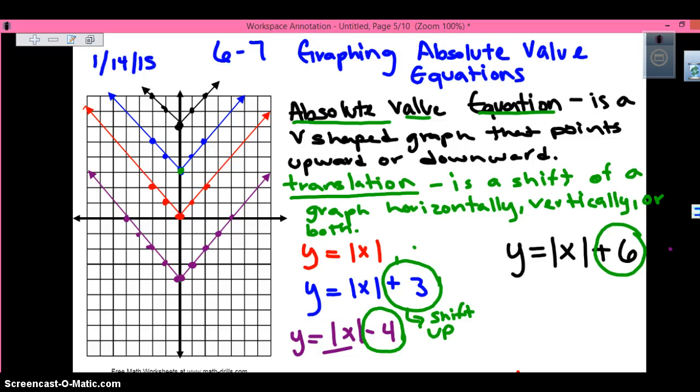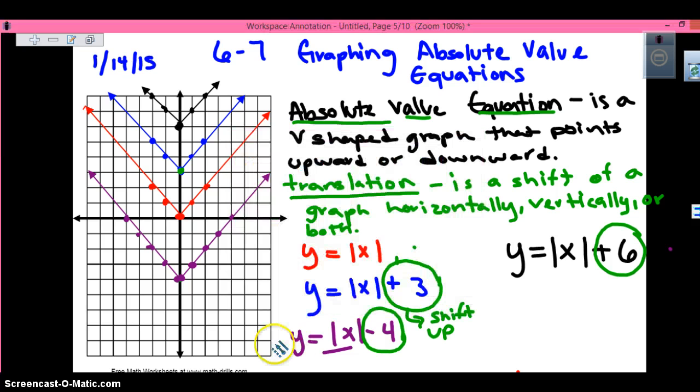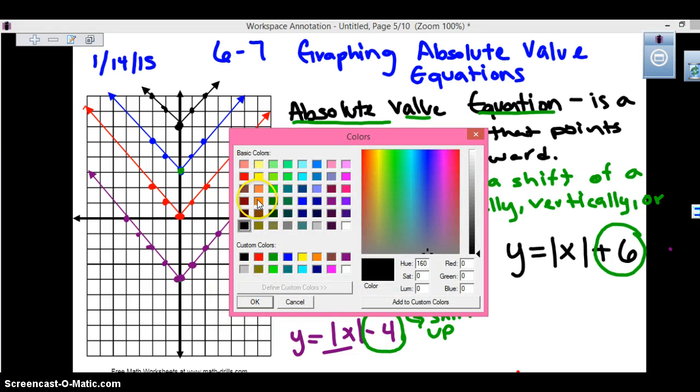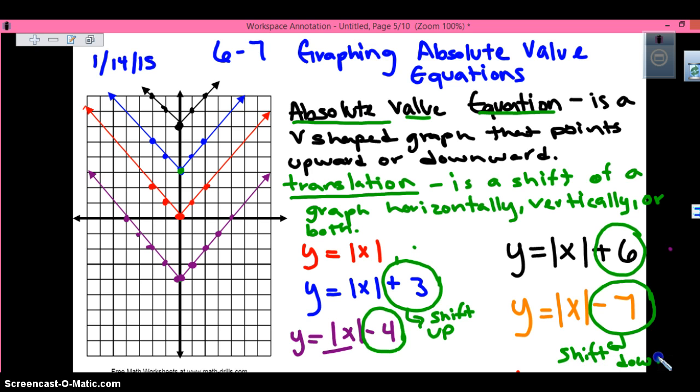What if we had to graph y equals the absolute value of x minus 7? Again, I look at this number after the absolute value, minus 7. This tells me I have to shift down 7 spaces. So I go to 0 and count 7. 1, 2, 3, 4, 5, 6, 7. And from here, it's the same V shape, same graph in a different position.